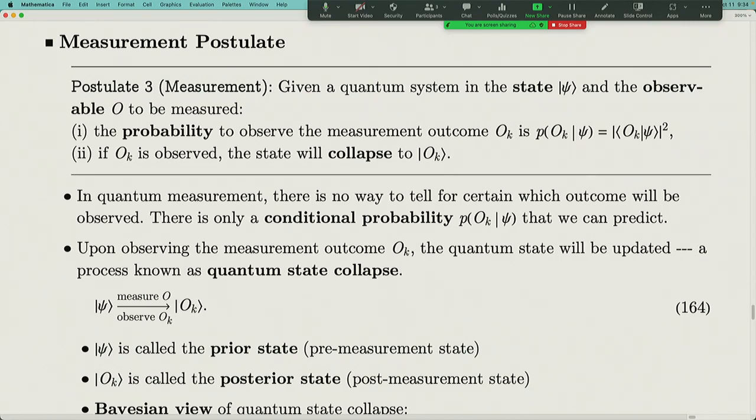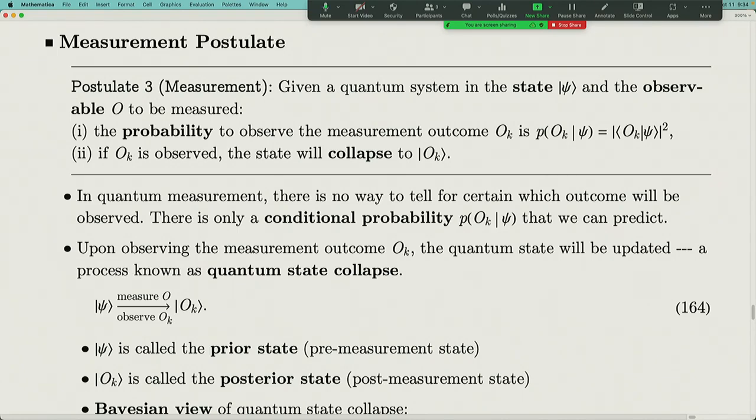this O_k. And the probability based on this given state, the probability to observe this measurement outcome is given by the norm square of the scalar product between the eigenstates of O_k with the original state psi. This basically follows Born's rule, which we talked about at the very beginning. We say that given one quantum state, the probability to observe the system in the other quantum state is given by its overlap and then norm square, right? It's given by the fidelity between these two states. So that's the same principle here.